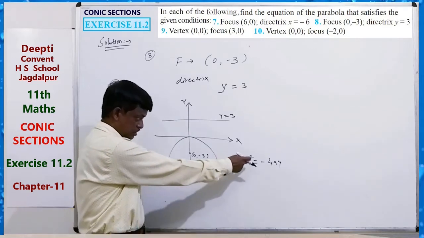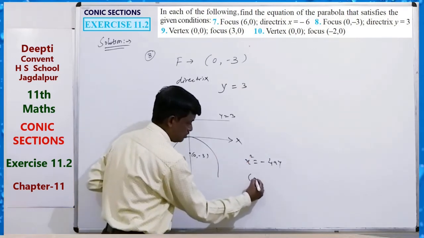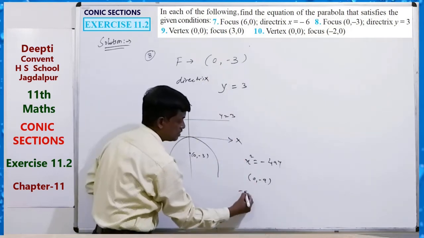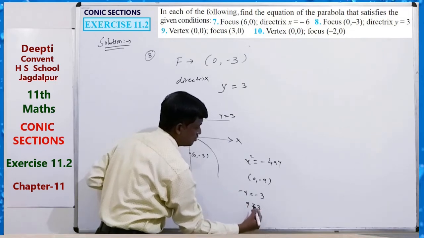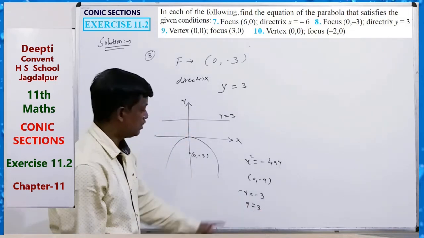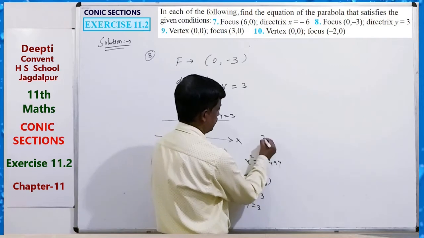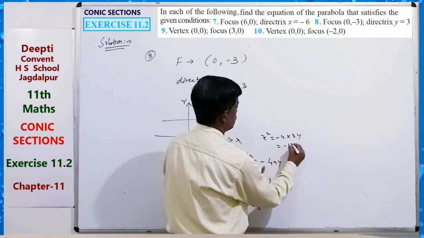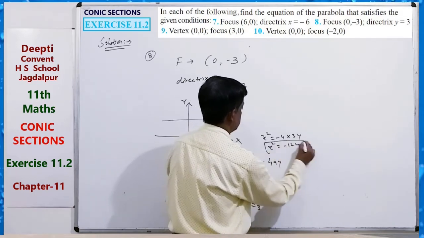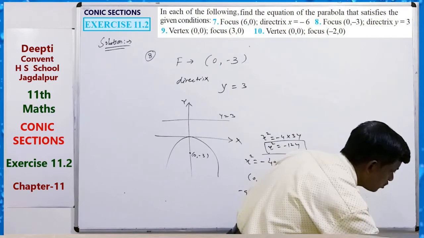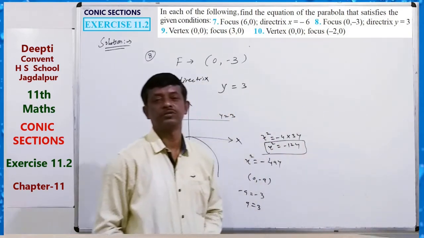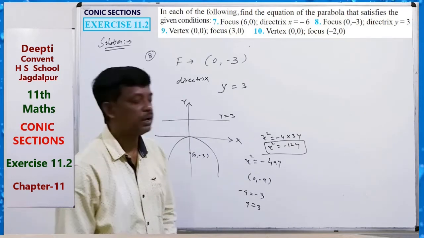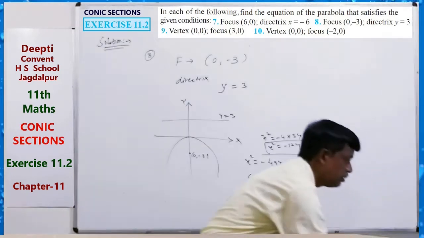Now, for this, what is the focus? We know it is (0, -a). Here it is given that minus a equals minus 3, so a equals 3. So here put a equals 3. x square equals minus 4 into 3 into y, so minus 12y. So this is the solution. Okay, x square equals minus 12y, sorry, minus 12y.